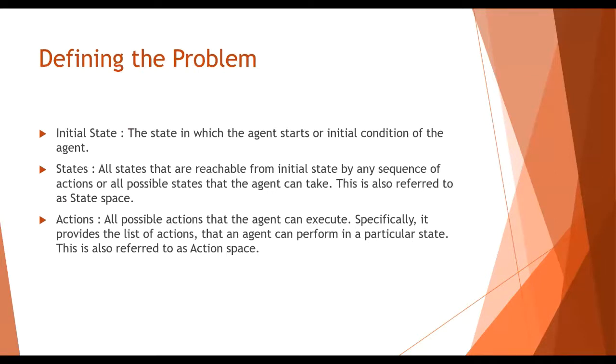First, initial state. The initial state is the current state of the agent, the position of the agent, if we're talking about a map. And for the state naman, these are other nodes or other positions that an agent could go to. And actions are the list of possible actions that an agent could do in going to different states.